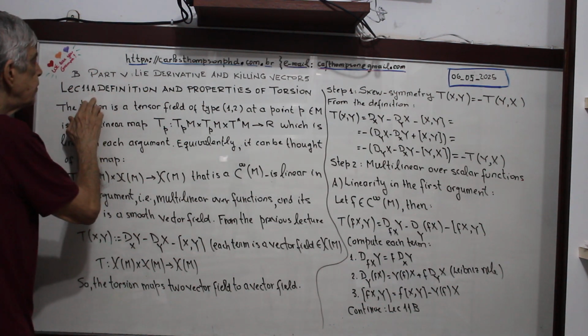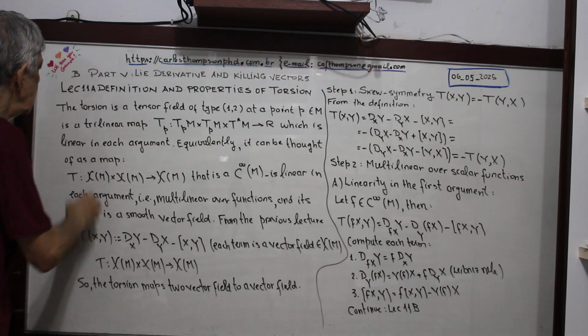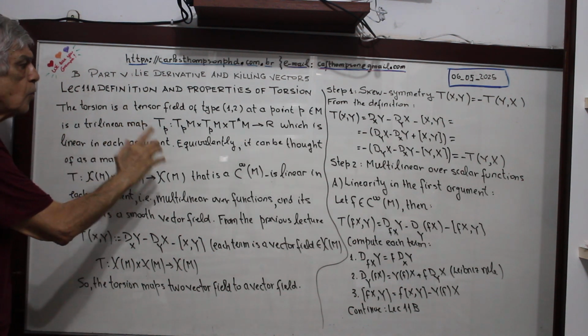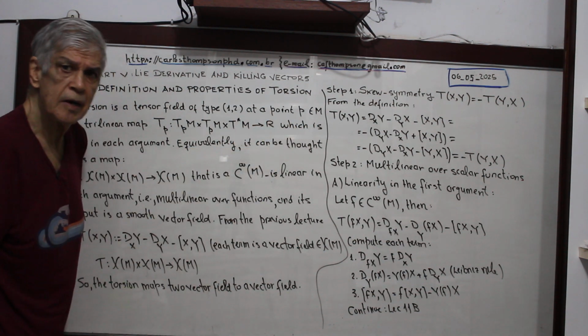Lecture 11A, Definition and Properties of the Torsion. The torsion is a tensor field of type (1,2) at a point P belonging to the manifold M.